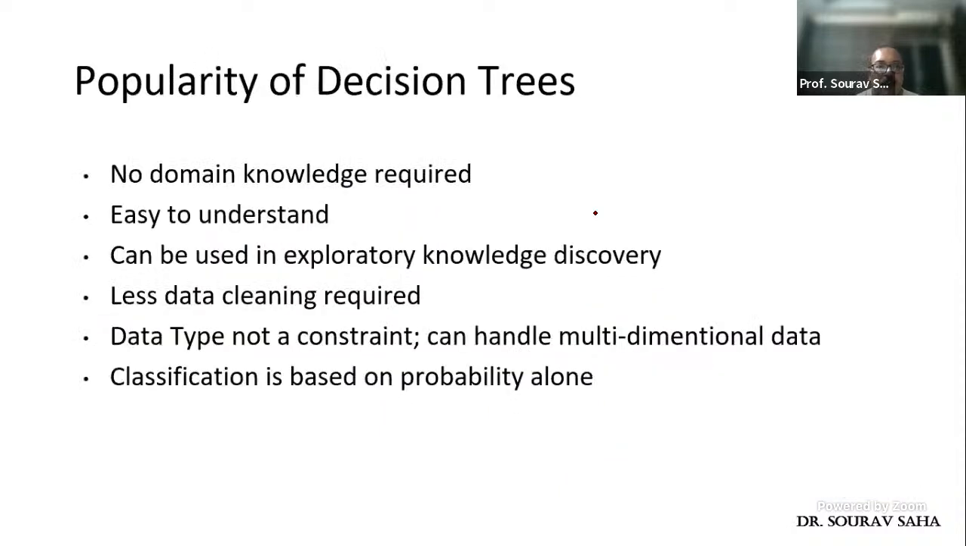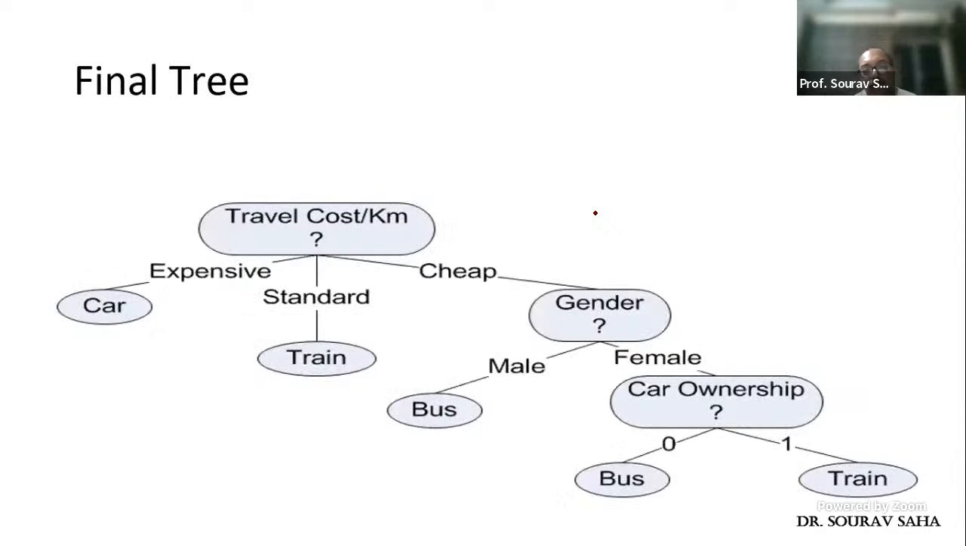Now, these are the reasons for the popularity. No domain knowledge required. Very easy to understand. Can be used for data exploration. Data cleaning is not that much required. For example, I built this tree, and these are the variables which are important. In this particular case, the variables which were important were the expense, the travel cost, the gender, and the car ownership.